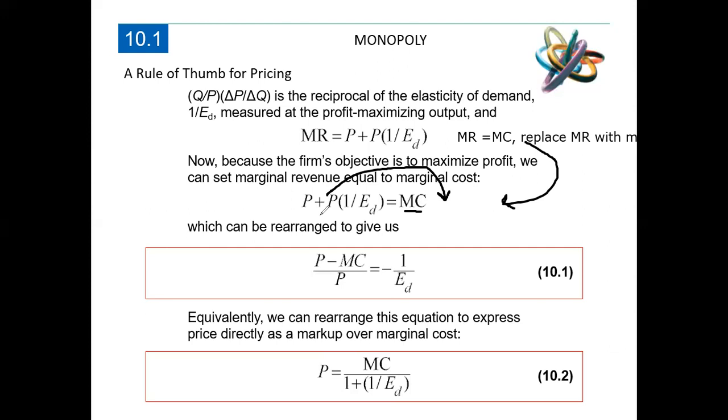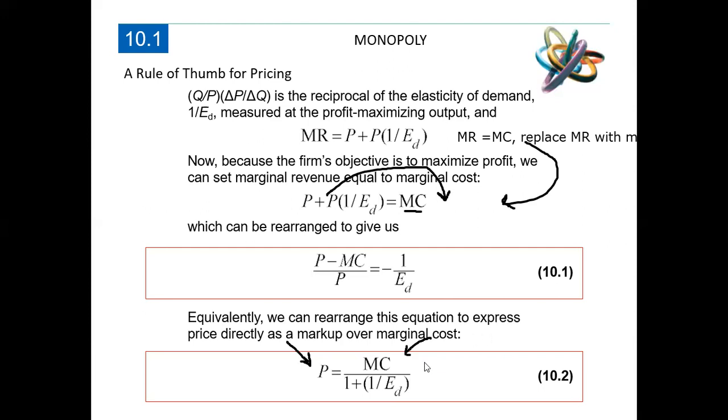Okay. Because here I keep the 1 over elasticity of demand, and then I have P minus marginal cost, and I can change it to the right side. So it will be P minus marginal cost over the price, equal to 1 over the elasticity of demand. Then we can rearrange the equation, and the last formula will be that the pricing of any product is determined by the marginal cost over 1 plus 1 over the elasticity of demand. Okay.